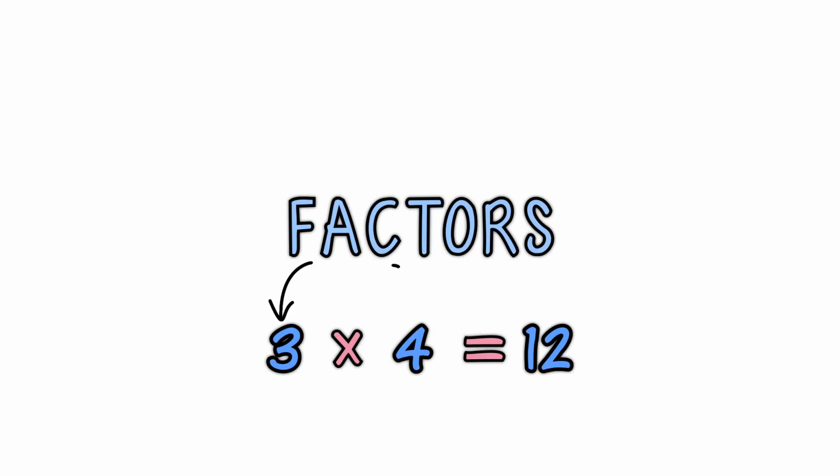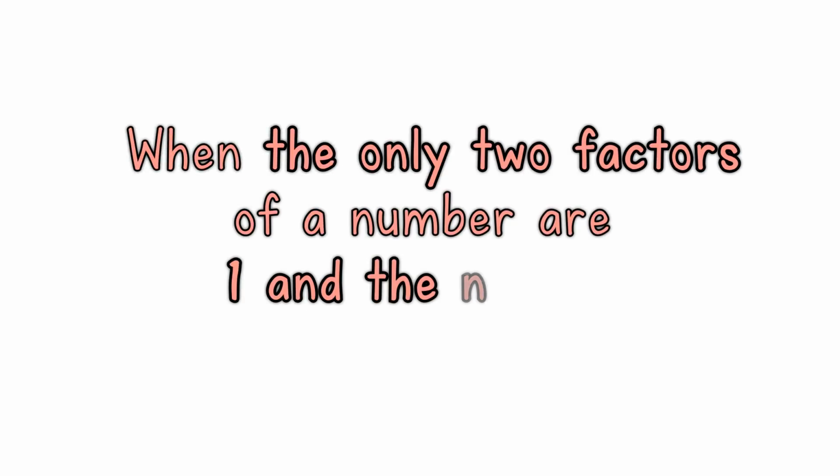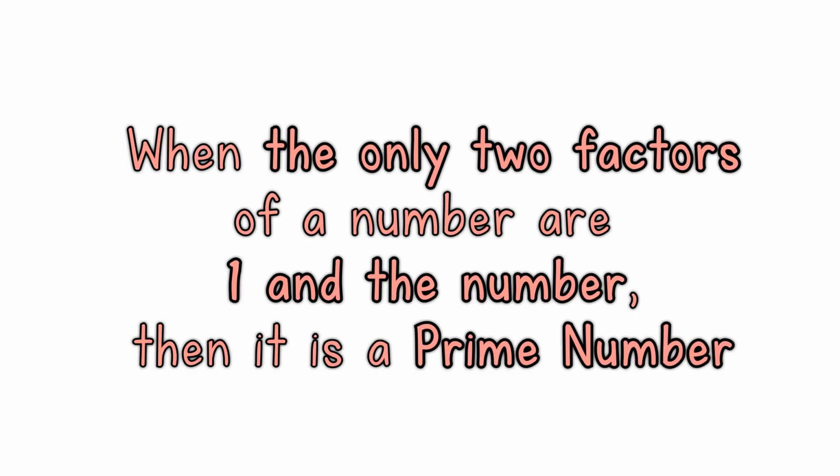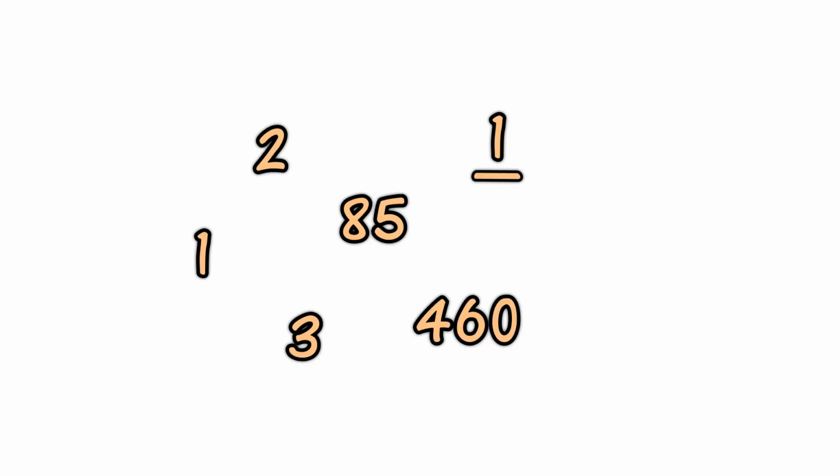Factors. We can also define a prime number using factors. Factors are numbers we multiply together to get another number. And we have: when the only two factors of a number are 1 and the number, then it is a prime number. It means the same as our previous definition, just stated using factors. And remember, this is only about whole numbers, 1, 2, 3, etc., not fractions or negative numbers. So don't say I could multiply half times 6 to get 3, okay?